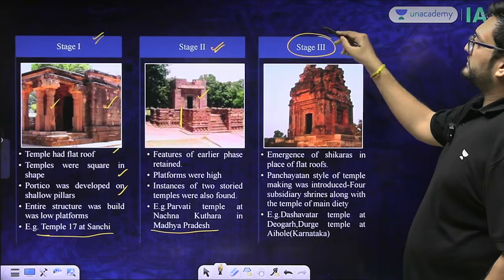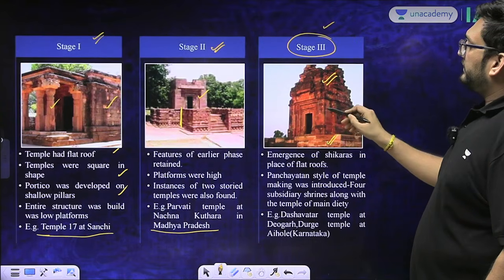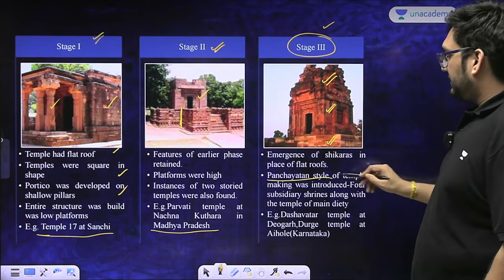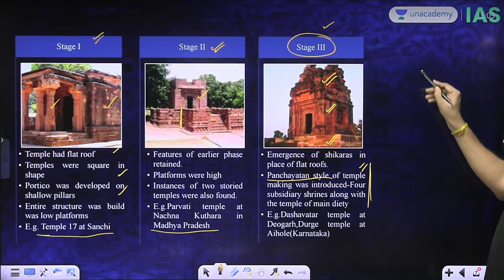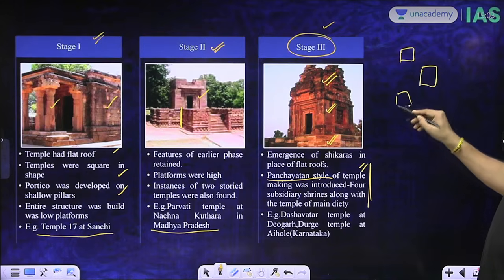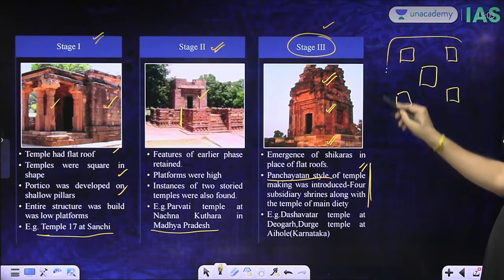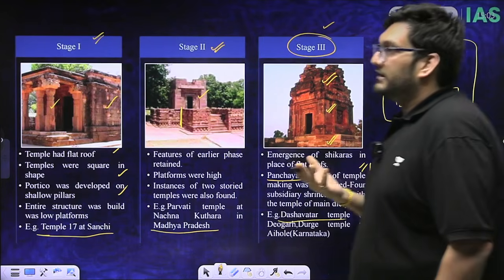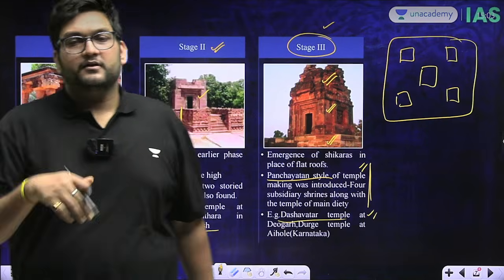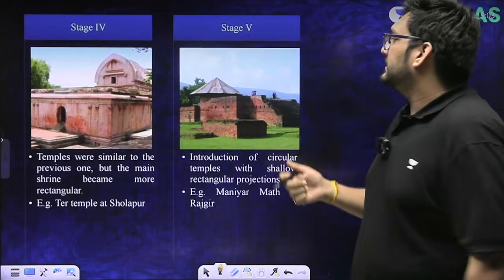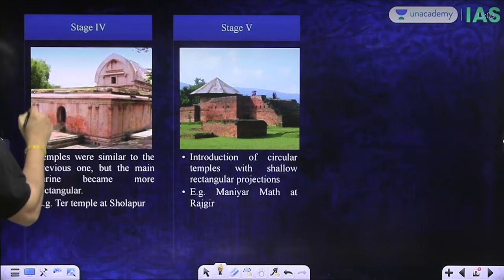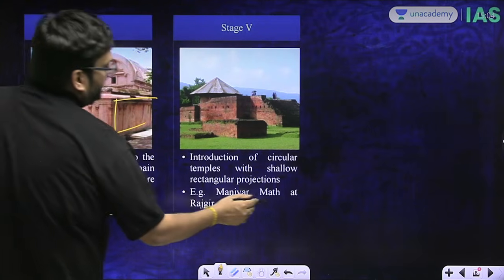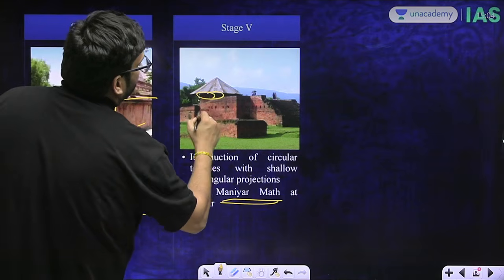Then third stage, most important. We get Shikhar also, raised platform already there. We have the Garbhagriha, we have the Mandap also. Along with that, we get Panchayatana, which is the concept of having subsidiary deities. We could have one deity here, then multiple deities around, and together we have the Panchayatana design. Dasavatar Temple, Deogarh, a very good example of this. Then fourth and fifth, you will get a rectangular Garbhagriha, which is at Ter Temple in Sholapur, and in the Maniyar Math in Rajgir, you get a circular Garbhagriha.